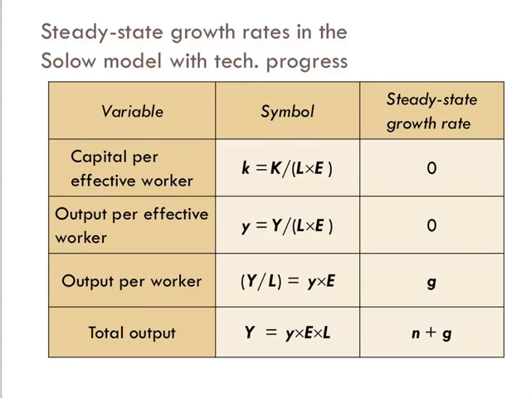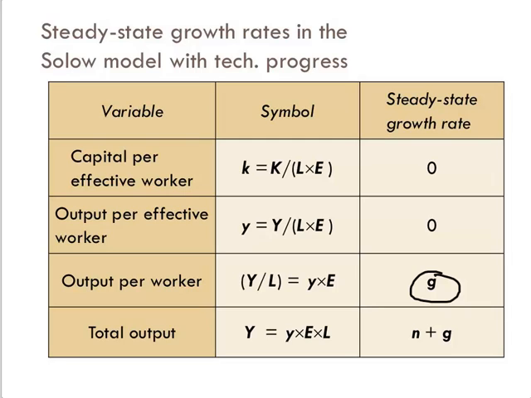So if I come back here, what are the growth rates that are implied or predicted by the Solow growth model with technological development? Well, capital per effective worker, 0. Output per effective worker, 0. Why? Because we're in the steady state. But what's output per worker? It's going to grow at rate G. What does our data say? Our data says output per worker grows. What does this model say? Output per worker grows at the rate of technological improvement. So we now are consistent with the data as far as output per worker growing.